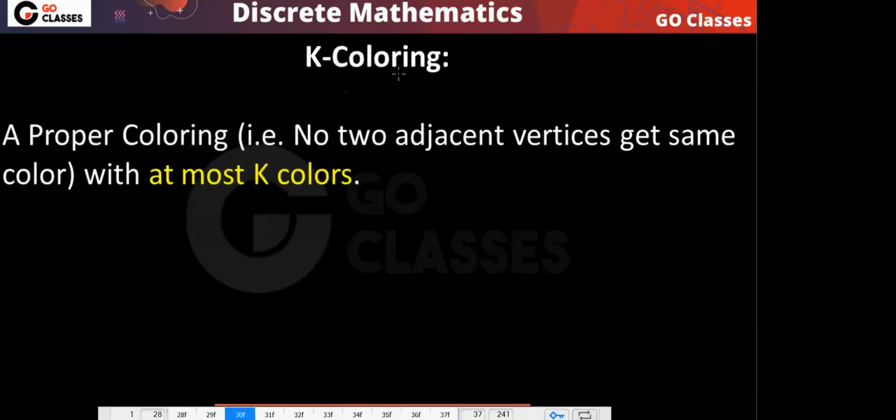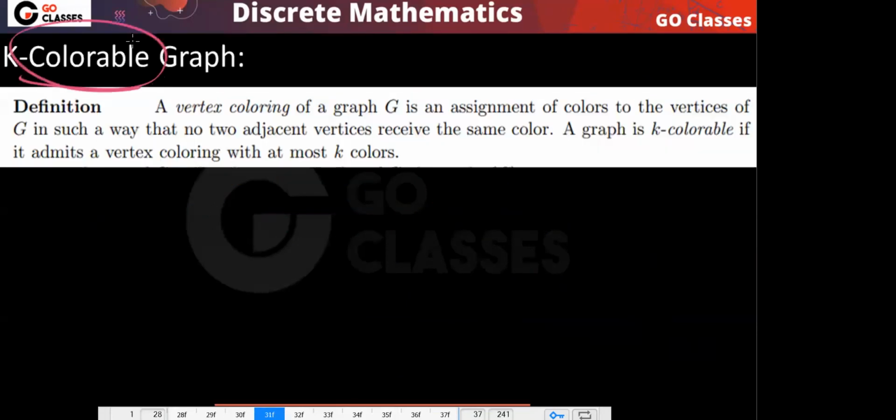So let's see the definition of K coloring. K coloring means at most K colors you will use. Simply, using at most K colors, can you do it? So what is K colorable? K colorable means, can you color using at most K colors? Okay, so this is the idea.